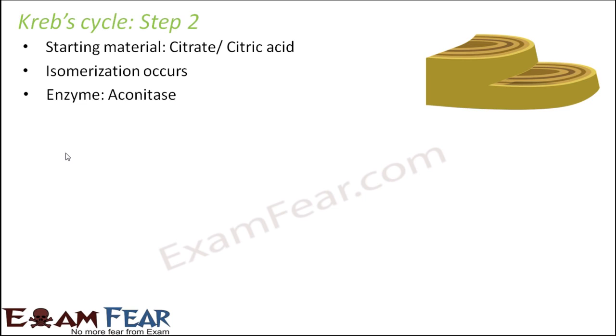So this enzyme will isomerize the citric acid by removal and addition of waters. First it will remove water and again it will add water. And what will be formed? The product will be isocitrate.